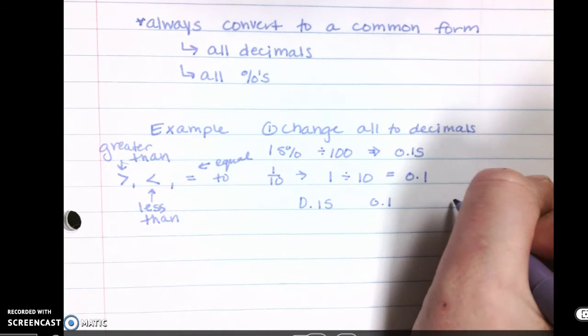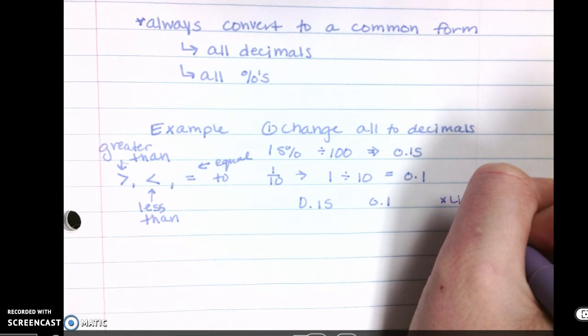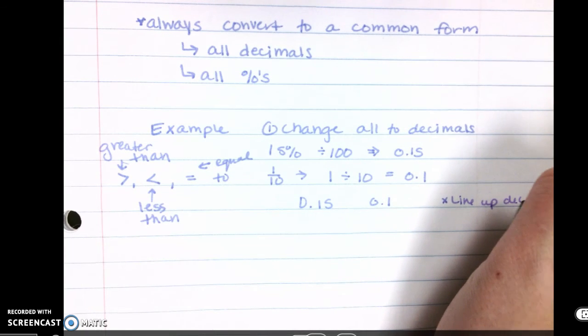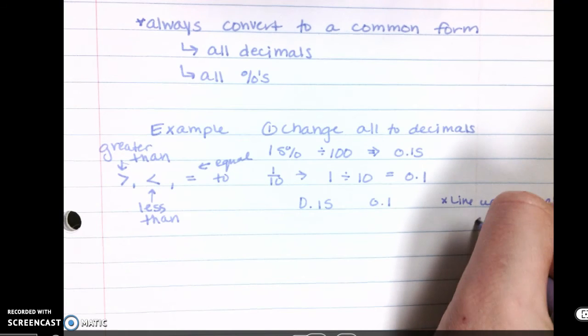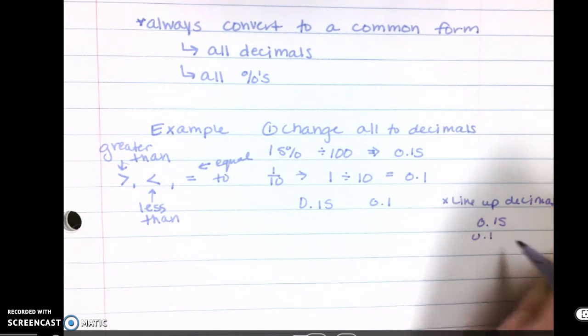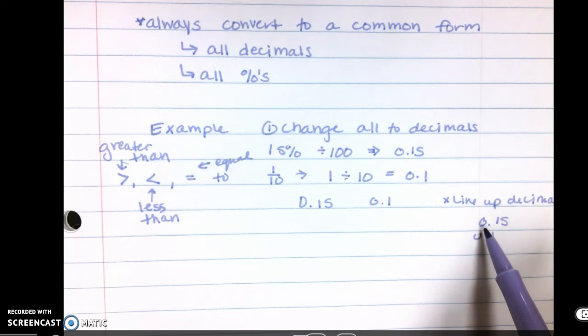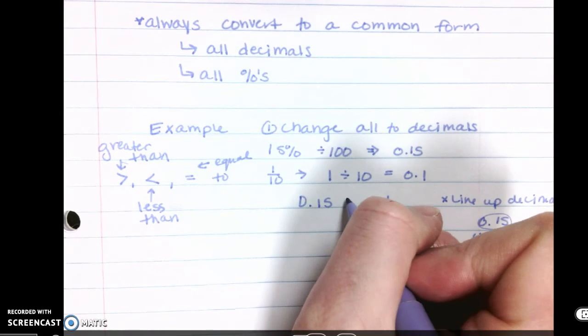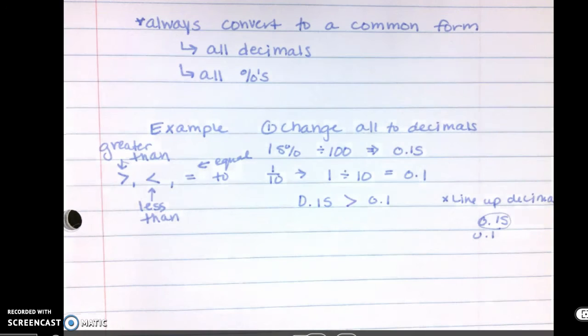So when I'm using decimals, line up decimals. 0.15, 0.1. Do you see a difference? I see 0, I see a point, I see 1, I see 5, and I see nothing. So this one's larger, so 0.15 is greater than 0.1.